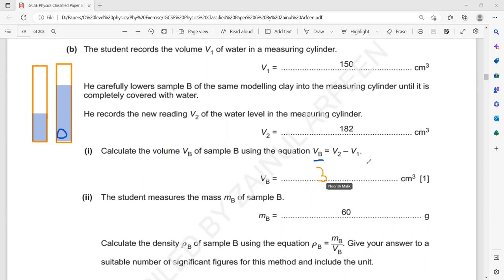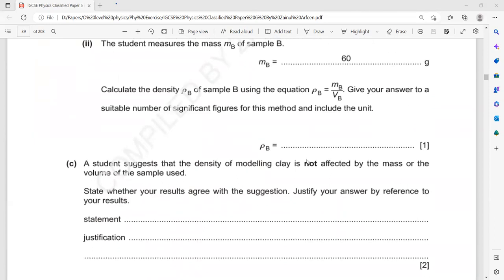So that is 32. Then the 32 is there and then 60. So 32 divided by 60. What's the answer? So 1.87 gram, and you should write your answer in 3 significant figures. So it will be 1.88 because after 7 comes 5, so we round up. So 1.88 gram per centimeter cube.